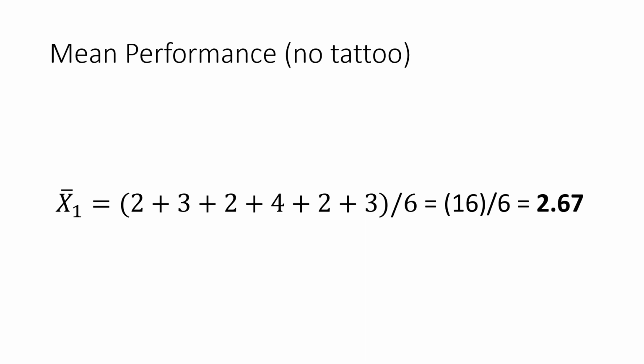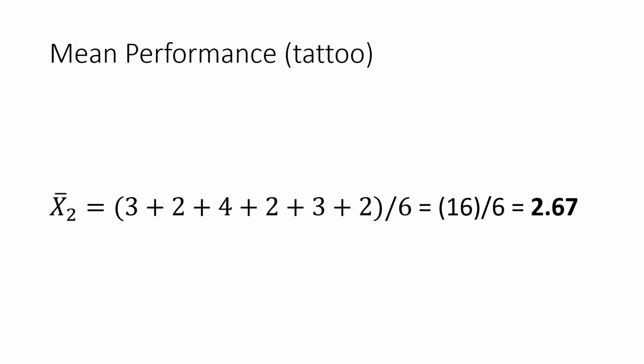All right, first thing we need to do is to calculate the mean performance score for our group 1. Our group 1 is employees with no tattoo. So their performance appraisal scores were 2, 3, 2, 4, 2, and 3. If we add all these scores up, we get 16. And if we divide by 6, we get 16 divided by 6. In other words, group 1 has a mean performance score of 2.67, right? So 2.67 average performance for employees without a tattoo.